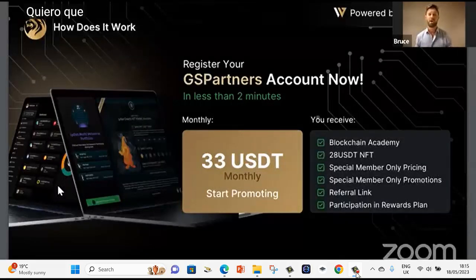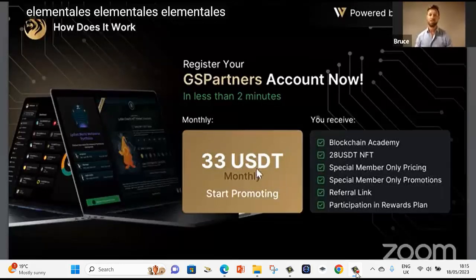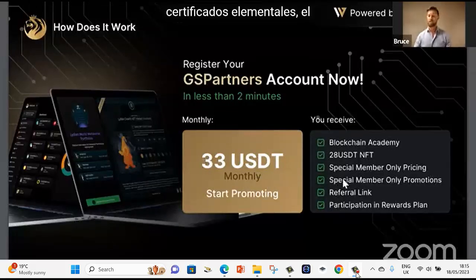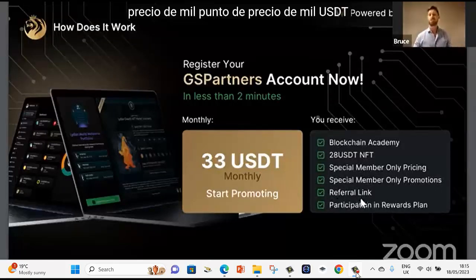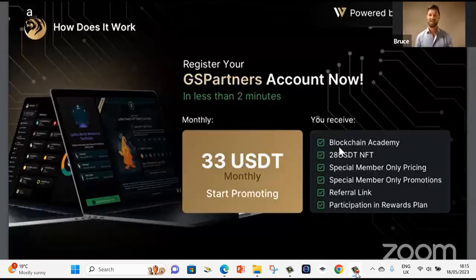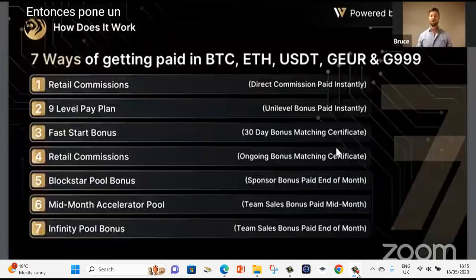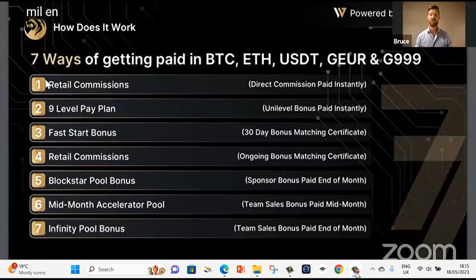If you choose to market our products, then you will need to become a marketing subscriber. By paying 33 USDT a month, you get access to our special member-only promotions, and you get access to the ability to refer our business, as well as free access to our blockchain academy. What does that unlock for you as an affiliate marketer? It unlocks 7 different bonuses, commissions, or free certificate promotions based on the activity that you choose to do.